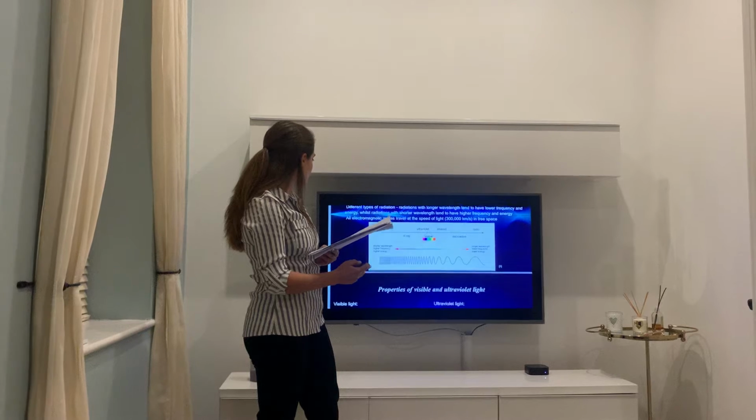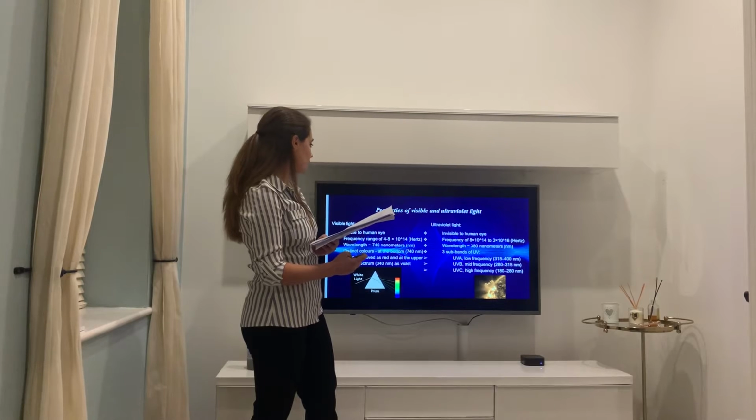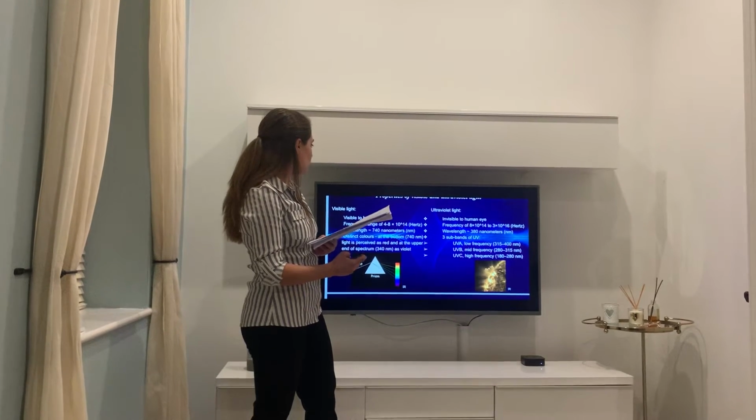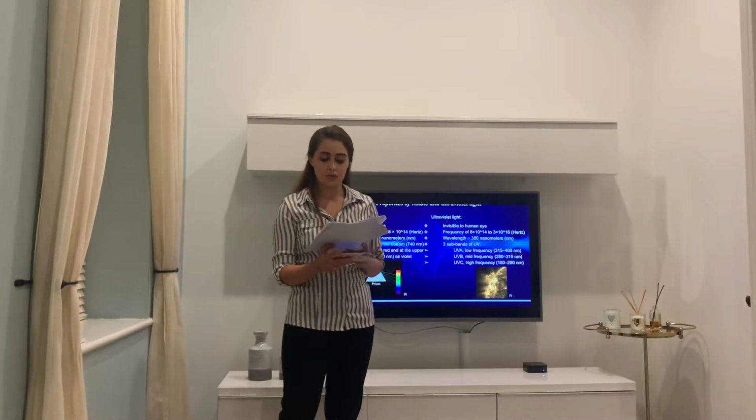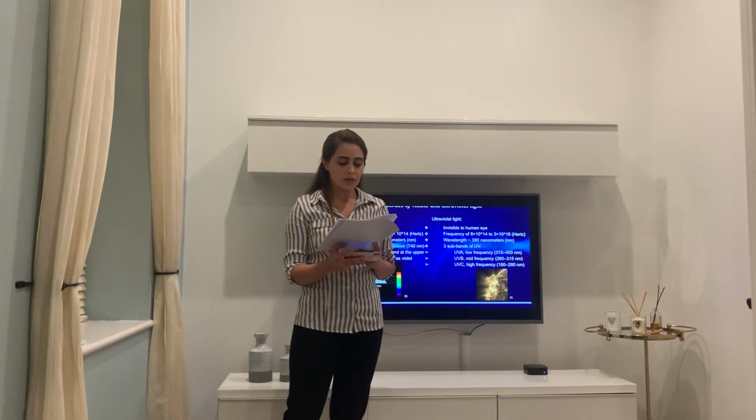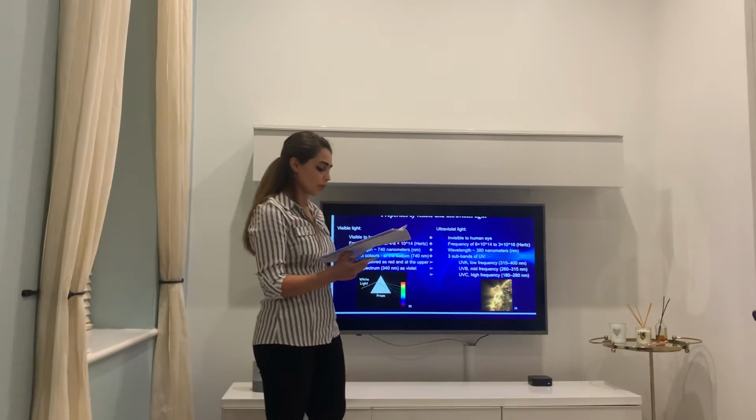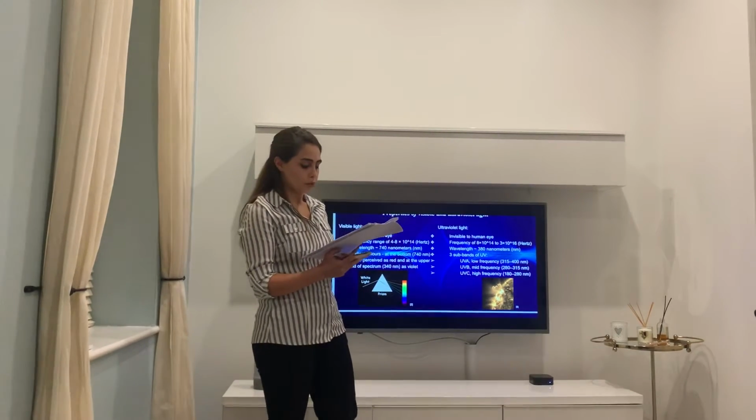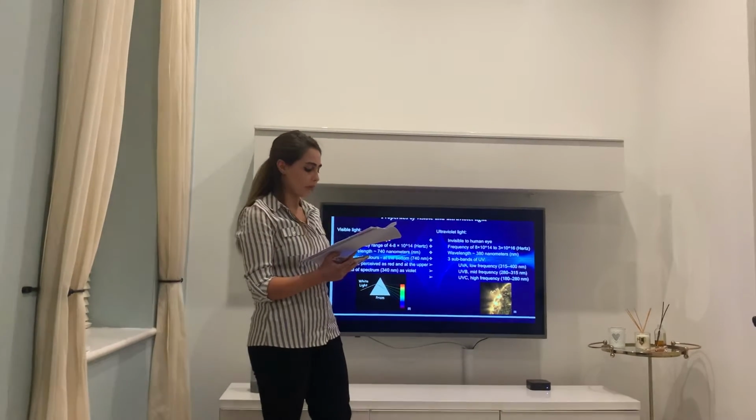As you can see, the next slide will be talking about properties of visible and ultraviolet light. Generally, visible light is defined as the wavelengths that are visible to most human eyes. Visible light falls in the range of the EM spectrum between infrared and ultraviolet. It has frequencies of about 4 times 10^14 to 8 times 10^14 cycles per second, or hertz, and wavelengths of about 380 to 740 nanometers.